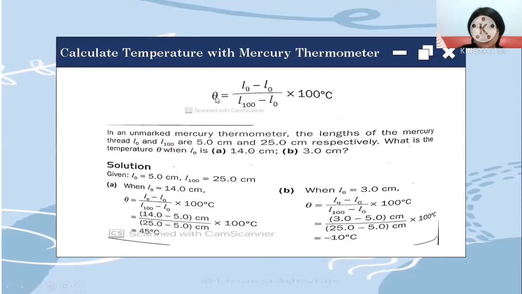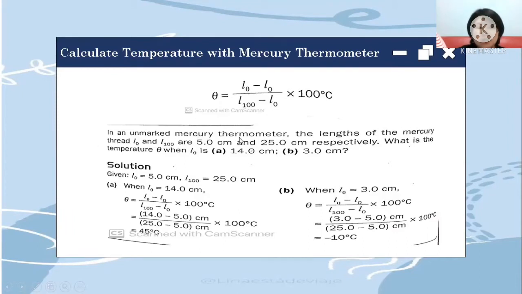Theta, which is the temperature, is equal to L theta. There's a small line over here. It's probably not really visible, but it's (L theta minus L0) over (L100 minus L0) times 100 degrees Celsius. Now, into the question, so it will be much easier to understand.